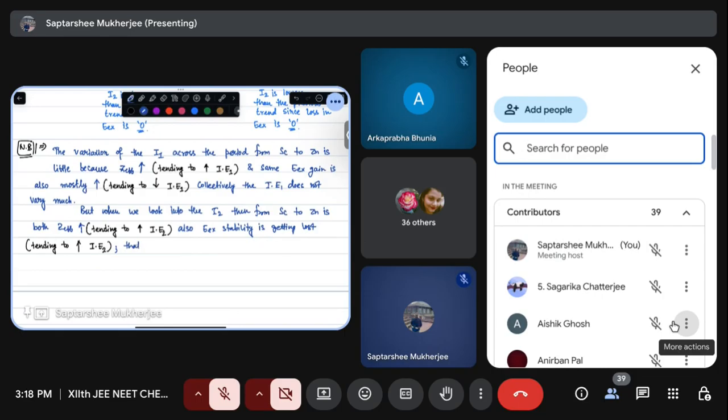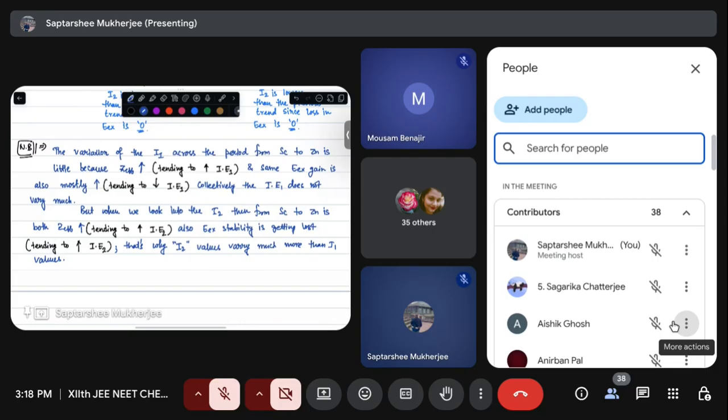That's why I2 values vary much more than I1 values.